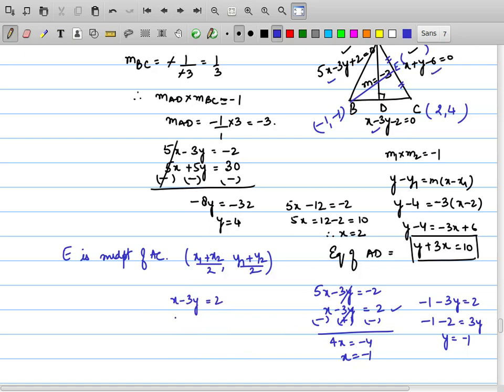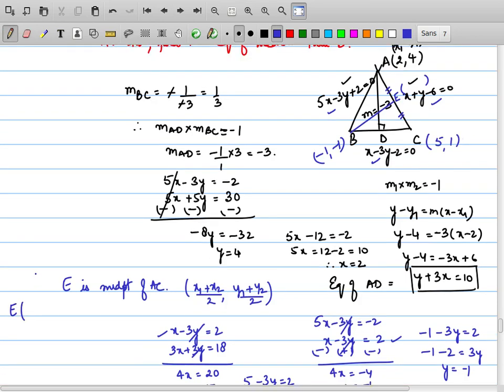So we'll multiply this by 3, therefore 3x plus 3y is equal to 18. Now if we add them, we get 4x is equal to 20, therefore x comes out to be 5. Now put this in any of the equations. Let's say in this, 5 minus 3y is equal to 2, 3 is equal to 3y, therefore y equals to 1. Therefore the coordinates of C are 5, 1. Now since we know the coordinates of A and C, we can find E now. E is what? Midpoint of A and C, that is 5 plus 2 by 2 and 4 plus 1 by 2. Therefore E is 7 by 2, 5 by 2.